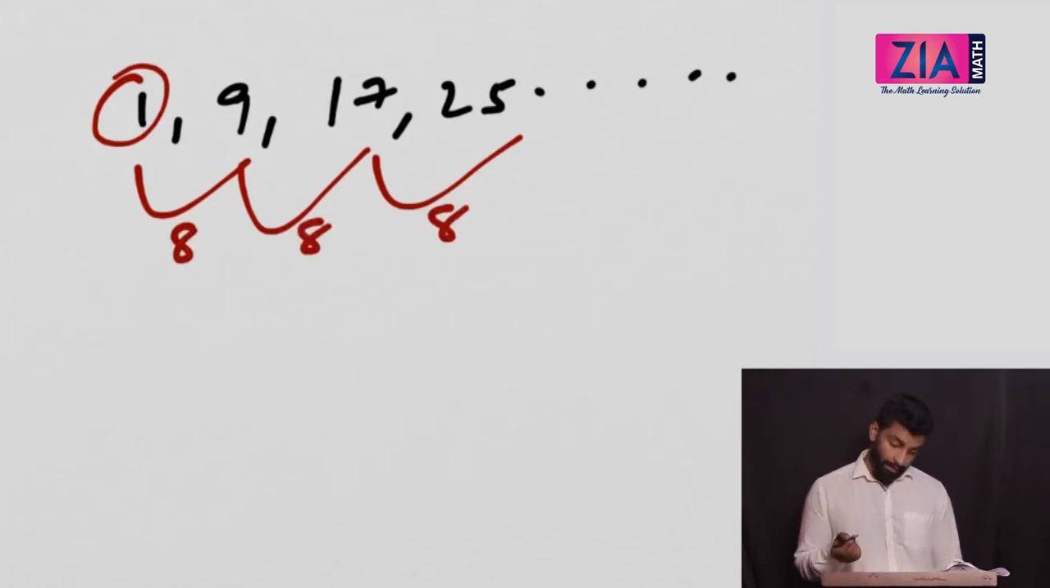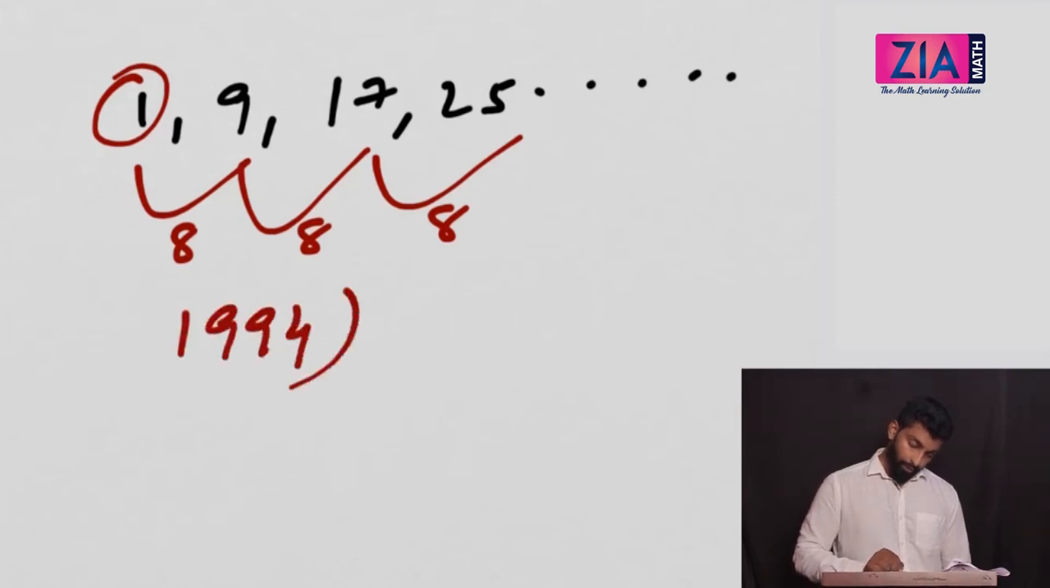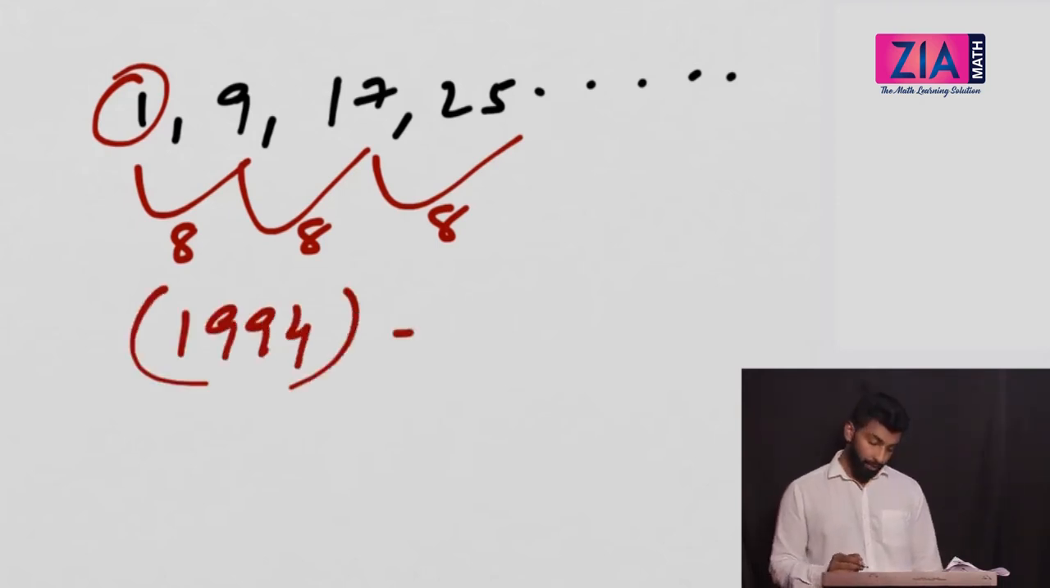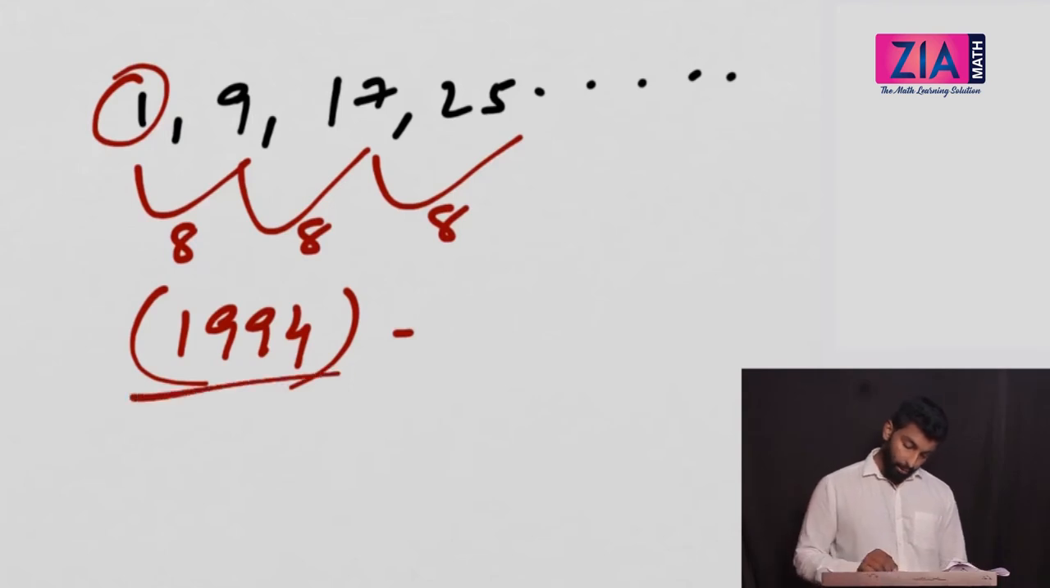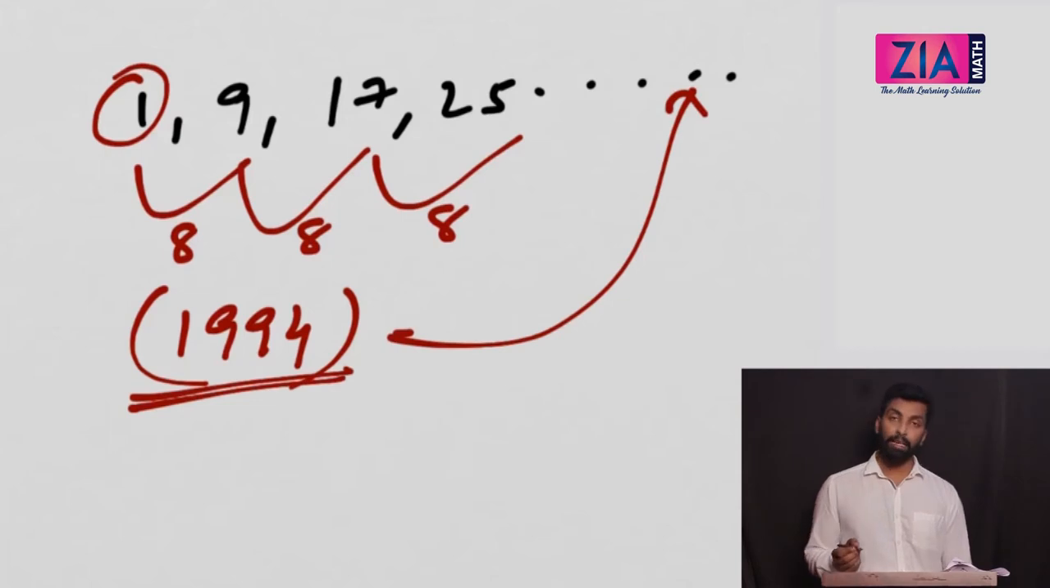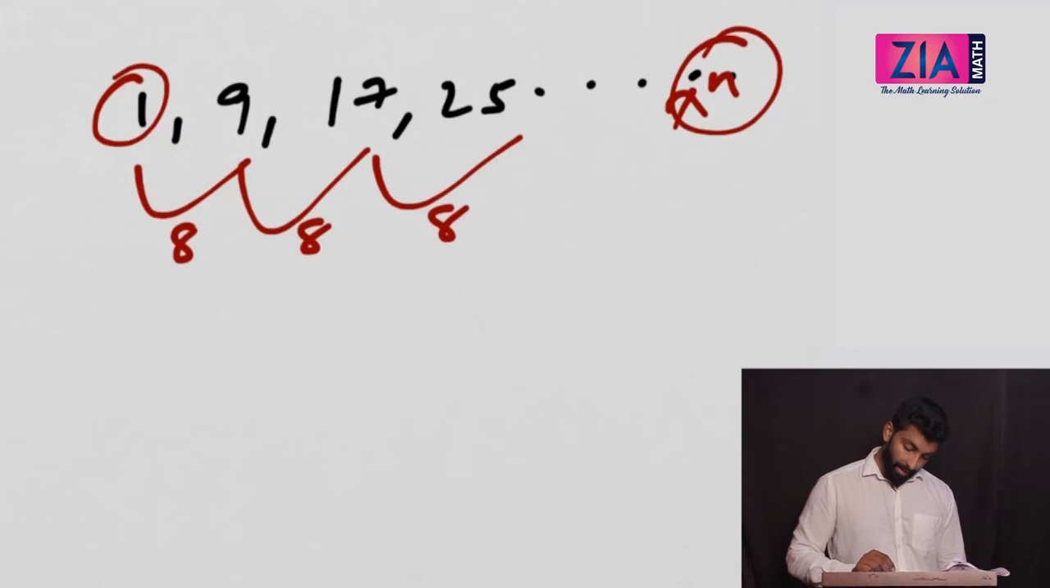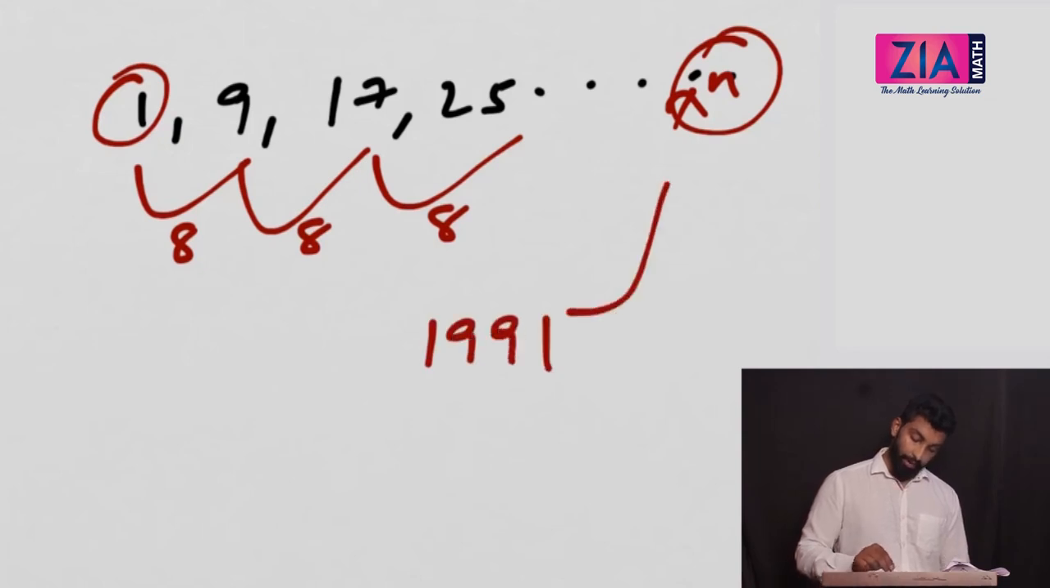Now what is asked? What they are asking is, 1994 will be which finger, right? So close to 1994, you need to understand which number belongs to this series. Let's suppose you get a number which is close to 1994, then the answer is solved, right?